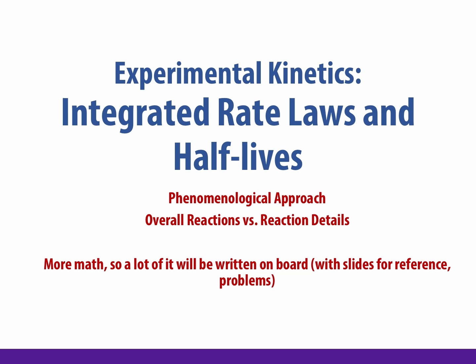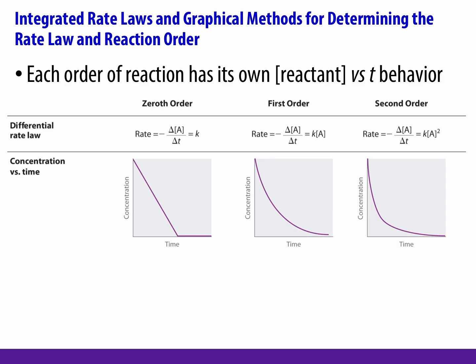Our next topic is experimental kinetics, in particular integrated rate laws and half-lives. The idea here is that each order of reaction has its own concentration of reactant versus time behavior, and so we can use the concentration versus time plot to figure out what the order of the reaction is. We're always considering a reaction like some generic reactant A goes to products.